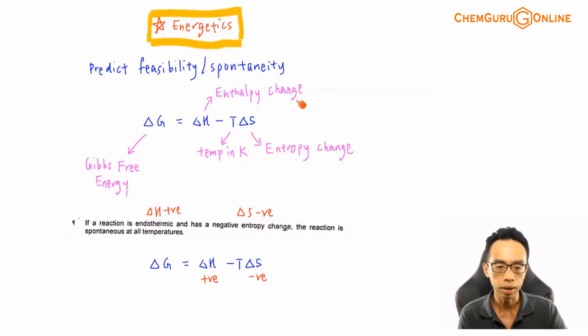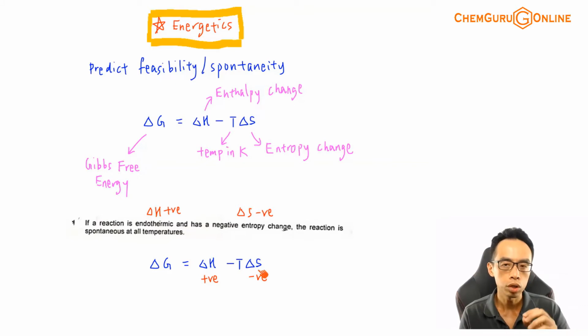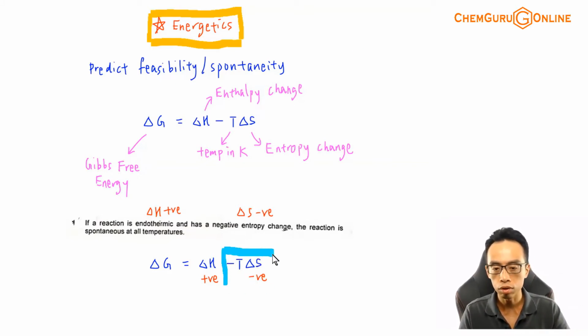Now let us run through this part by part. Statement number one, let's see whether this is true or not. If a reaction is endothermic, which means that my delta H is a positive term, and has a negative entropy change, which means that my delta S is a negative term, the statement says the reaction is spontaneous at all temperatures. Let's see whether this is true or not. Now using this equation, delta G equals delta H minus T delta S, delta H is a positive term. Delta S is a negative term. Now what we do is we combine this minus T delta S term together. Then it is easier for me to quantify.